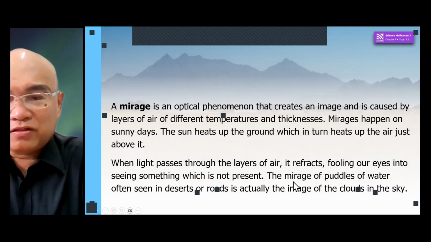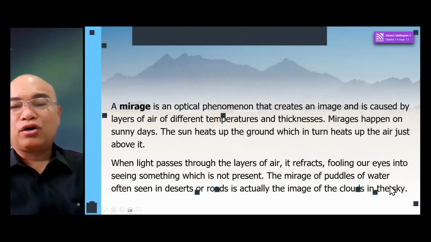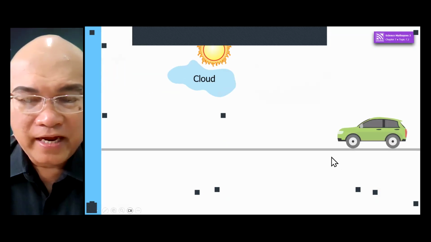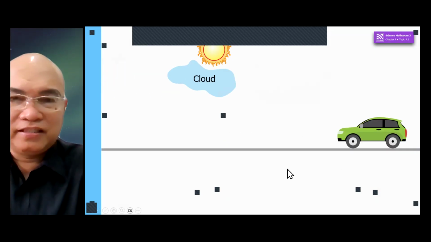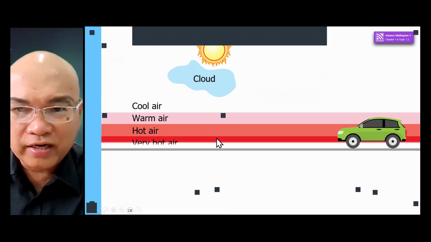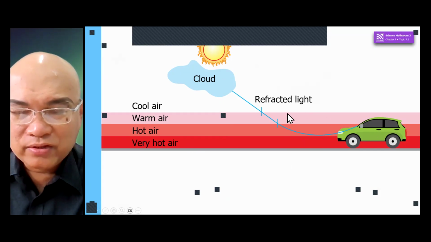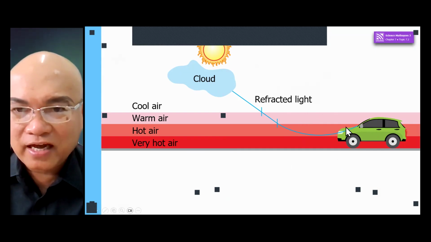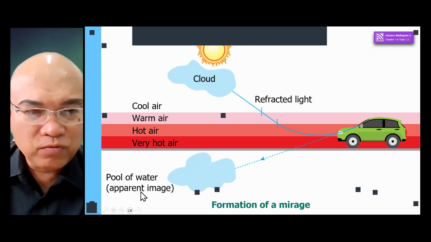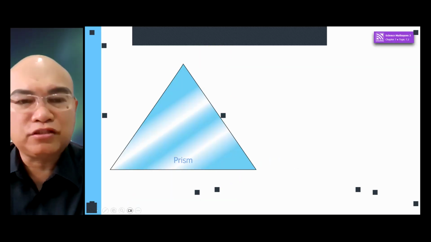The mirage of puddles of water, often seen in deserts or roads, is actually the image of the clouds in the sky. Okay? Now, here is the cloud and the cool air, there's the warm air, the hot air, and the very hot air. Now you are in the vehicle. You see how it is refracted. The light is refracted as you see it. And so what you see here, if this is the pool of water apparent image, this is what you see, but actually it is a formation of a mirage.